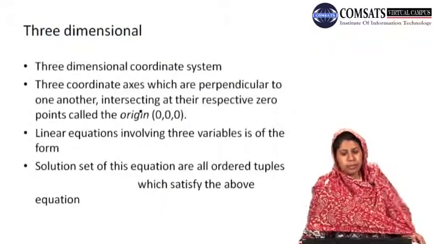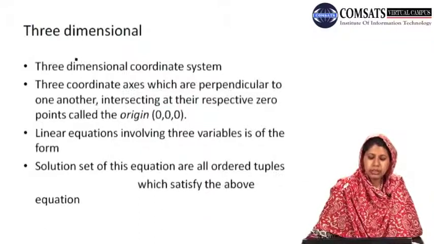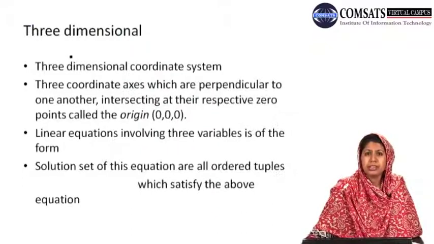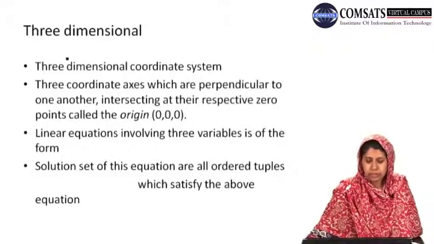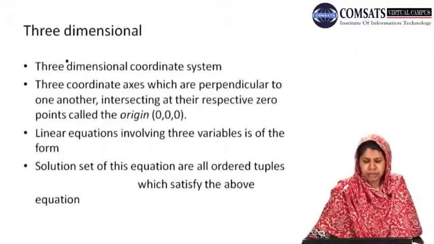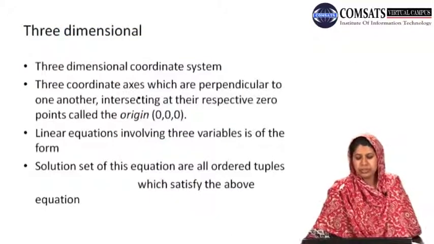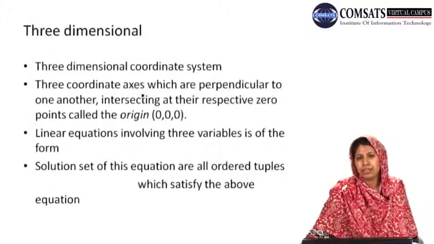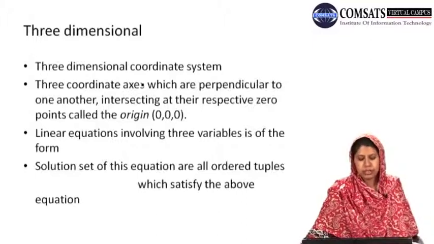Okay, for simplicity we are restricting ourselves only to three dimensions. As for the case of two variables, we had a rectangular coordinate system. Now we have a three-dimensional coordinate system. We have three coordinate axes, x, y and z, which are perpendicular to one another, the same as in our rectangular coordinate system, and they intersect at their respective 0 points called the origin, denoted by (0, 0, 0).